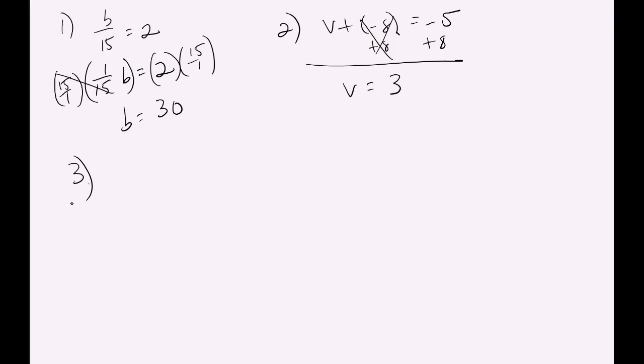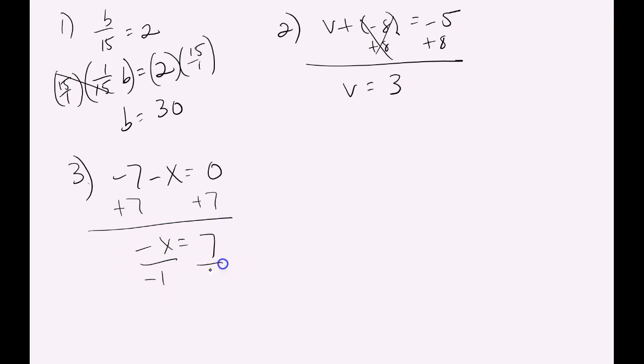So this is going pretty quick unless the negatives really messed with your mind, okay? We need the x by itself, so I'm going to add 7 to both sides. -x equals 7. I don't want a negative on the x, so I'm going to divide off that -1 and get -7.